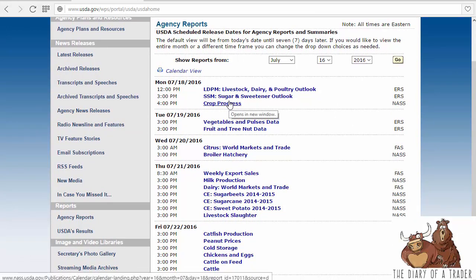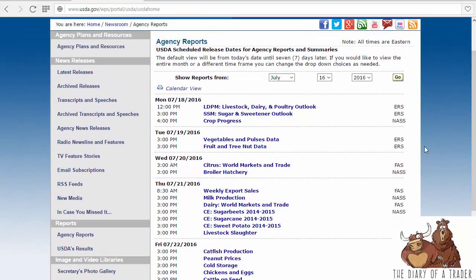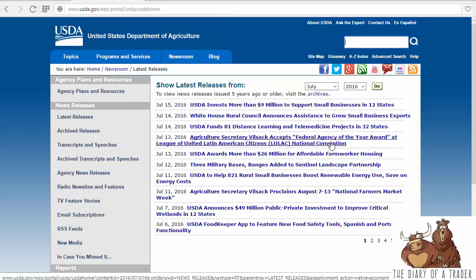So, for example, let's say that you decided that you wanted to trade cattle. There is an announcement on Friday that gives you an idea of what the cattle markets might do. There are obviously plenty of other markets that you can get involved in, and there are some pretty obscure reports like sweet potatoes and sugar beets, which you're not going to trade, but nonetheless, it is there. You can go to latest releases, and some of these are going to affect the market. Some of them are just going to be the USDA business in general.